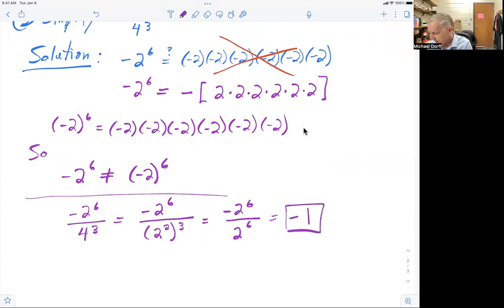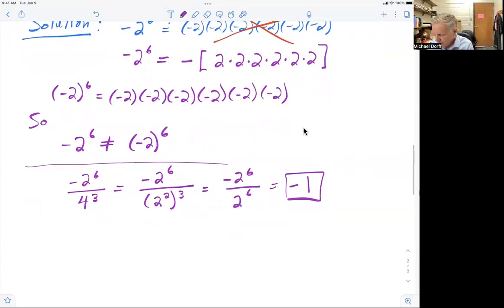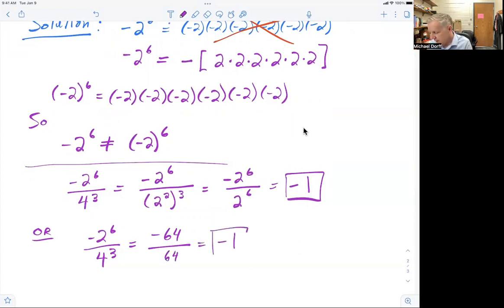Now some people may say, well, could I have done it this way? Could I have said -2 to the 6th over 4 cubed and just multiplied this out? What is 2 to the 6th? 2 times 2 times 2 times 2 times 2 times 2. So I have 2 times itself 6 times. All right, that's 64, and I have a negative in front of it. And what is 4 cubed? That's 4 times 4 times 4, which is also 64. And if I reduce that, I get -1. So you get the correct answer that way.